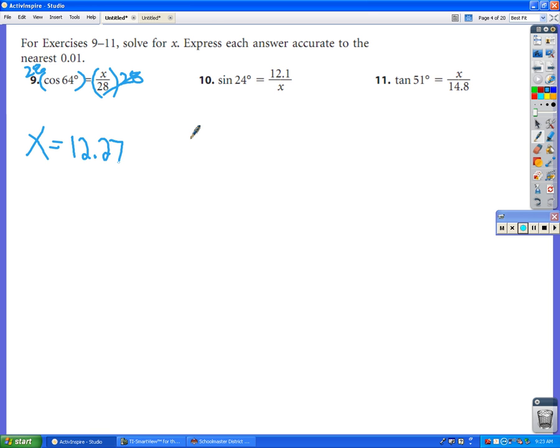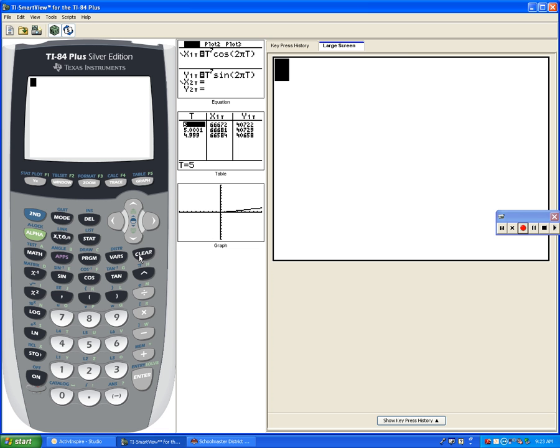Okay, number 10 is a little bit different now because the x is on the bottom. One easy way to think about this is turn it into a proportion. So I would cross multiply the two numbers that I know. So 1 times 12.1 is obviously 12.1. And then to figure out x, I need to divide that by sine of 24. So I'm going to go this time 12.1 divided by the sine of 24.